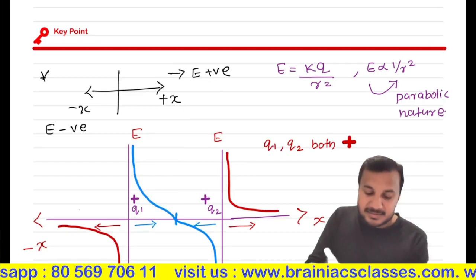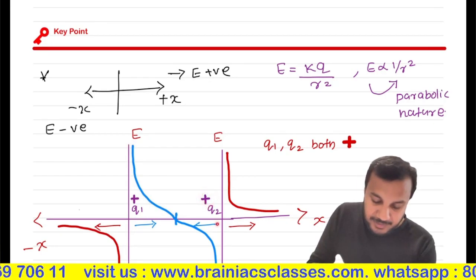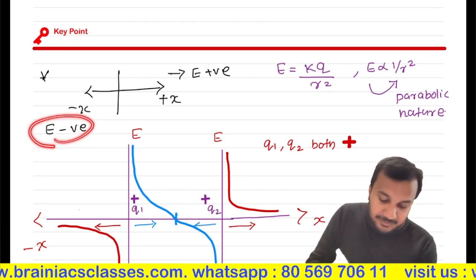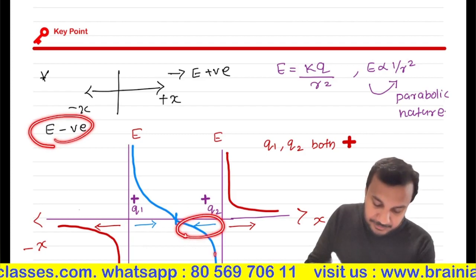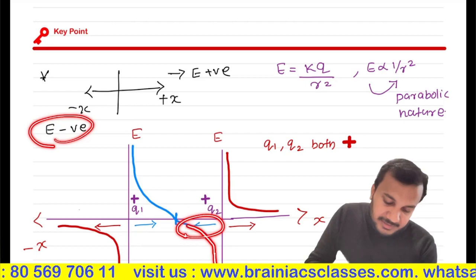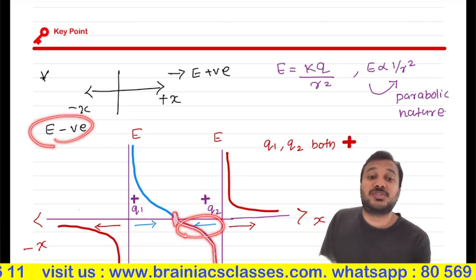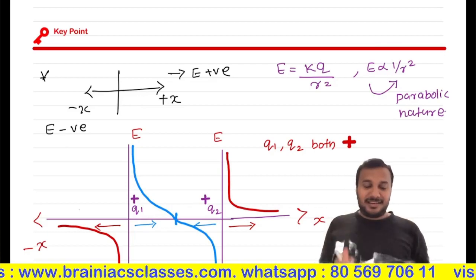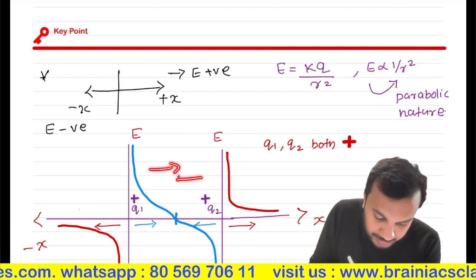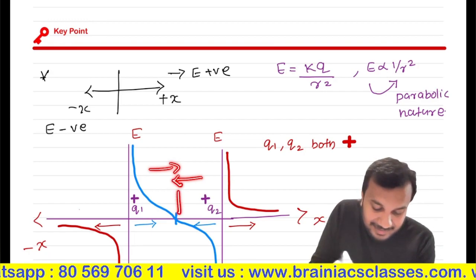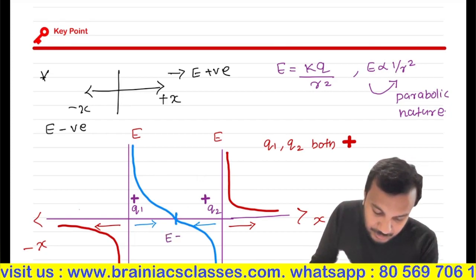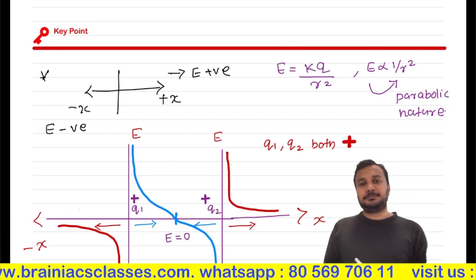Okay, but on the other side we have plus Q2. Electric field is going away. Away means what direction? Negative. So electric fields are going from minus. Distance increases, electric field decreases, and both are meeting here, crossing each other exactly at the center. Q1 electric field and Q2 electric field are equal exactly at the center, and here E equals 0 at the center.